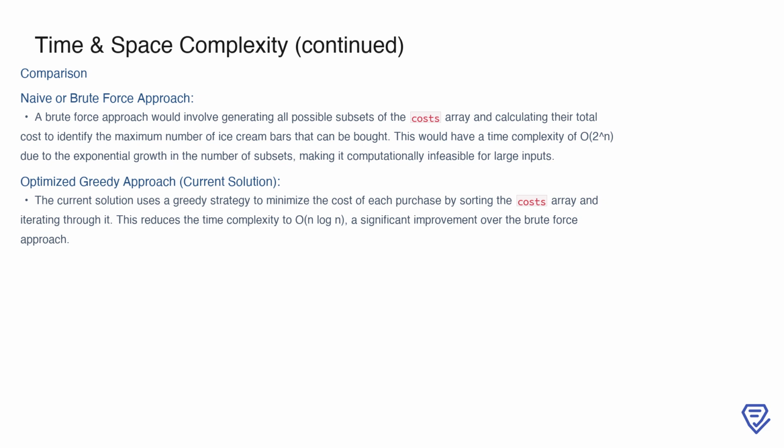In contrast, the current solution applies a greedy strategy, sorting the costs array and iterating through it, which drastically reduces the time complexity to O(n log n). This optimization makes the algorithm scalable and efficient, even for larger datasets.